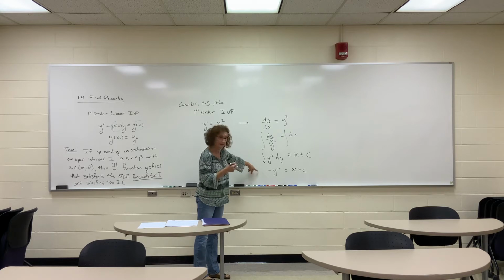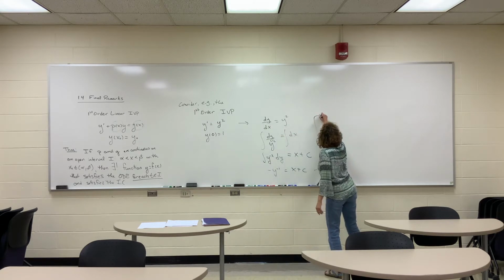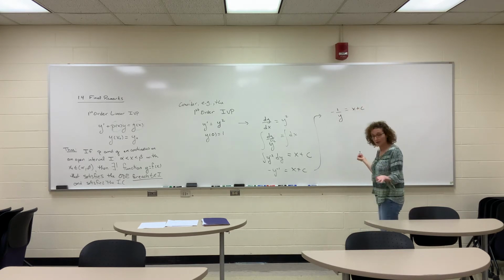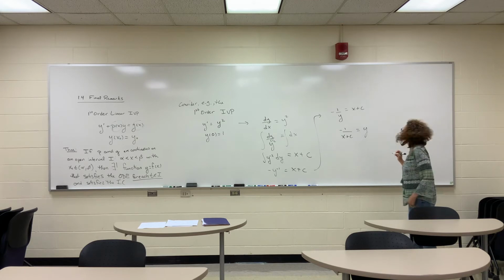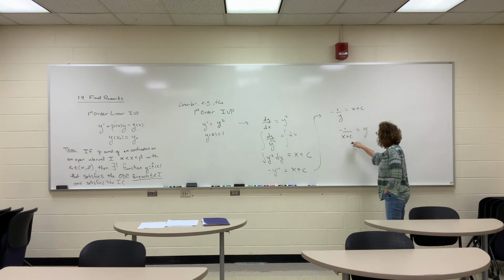Because y isn't solved for explicitly, but we can solve this explicitly. So let's go ahead and do that. We have minus 1 over y is x plus c. We want to solve for y, and so we get y equals minus 1 over x plus c. Just doing the algebra there. So let's take a look at this.